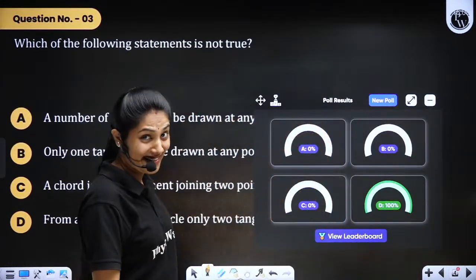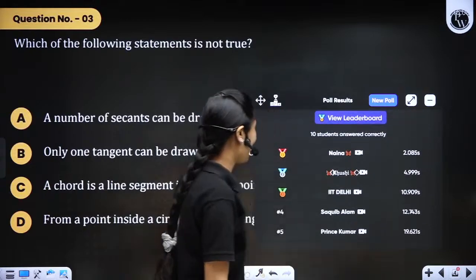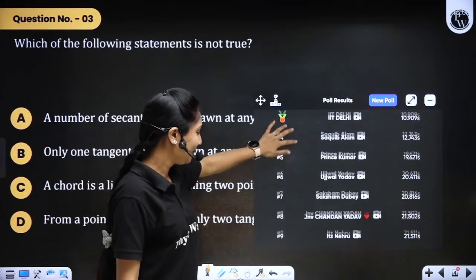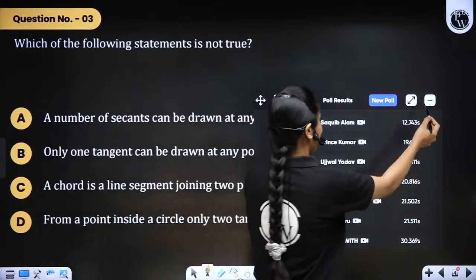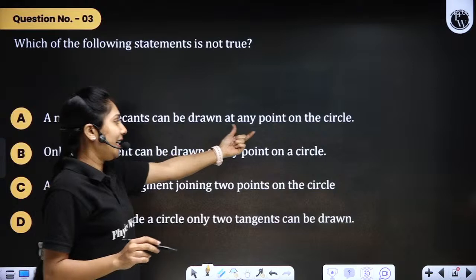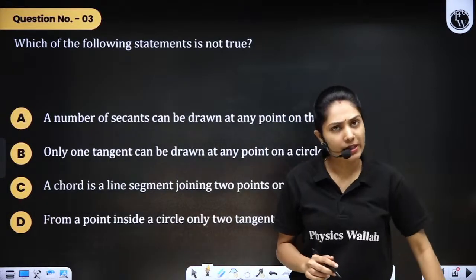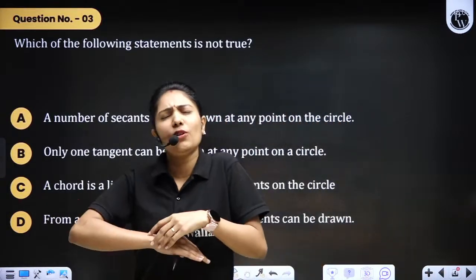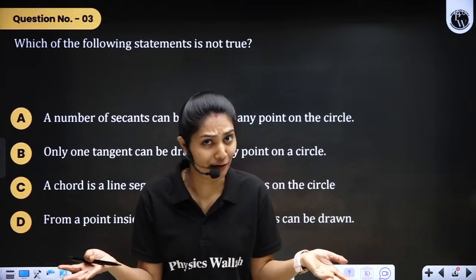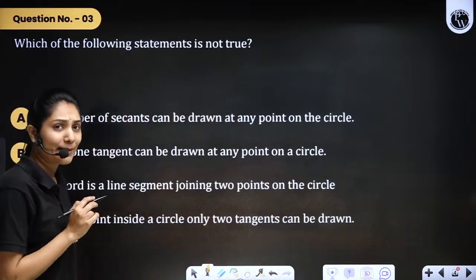Oh, again 100. That's quite amazing. Very good, Naina, Khushi, and IIT Delhi beta. Good. And rest other students also. What it says, a number of secants can be drawn at any point on a circle. So yes, from a particular point, we can draw any number of secants whenever we want, whichever we want, right? So this is the correct statement.